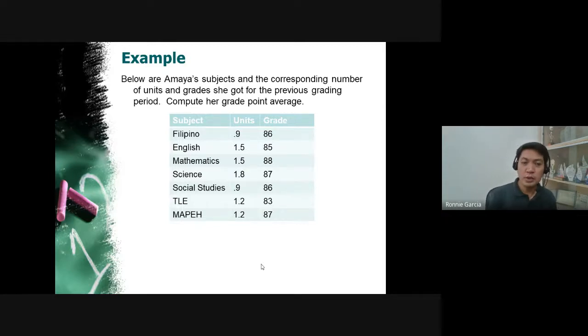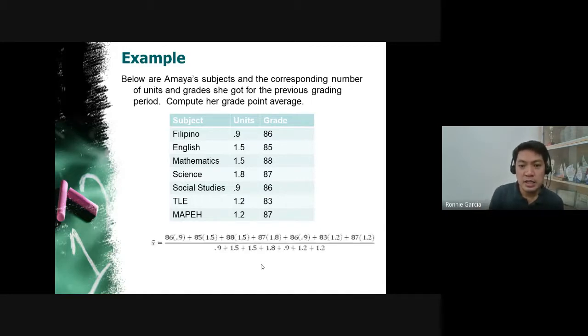So if we will compute the weighted average of Amaya, then we will have 86 times 0.9 because that's the weight for the Filipino, plus 85 times 1.5, plus 88 times 1.5, and so on. As you can see, meron siyang multiplication, di ba? Ang bawat item, 86, 85, 88, 87, 86, 83, and 87, bawat grade, meron siyang corresponding weights. So yung weights ay dapat i-multiply sa bawat grade kung saan yun siya na-assign.